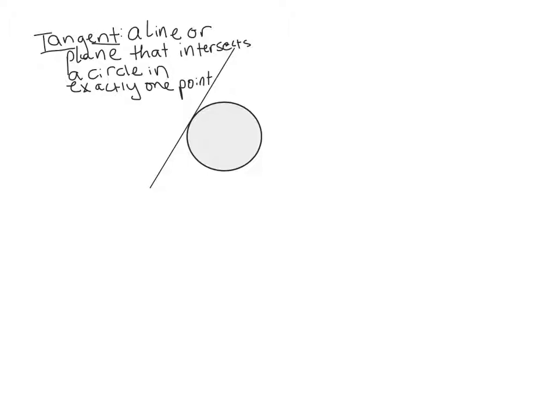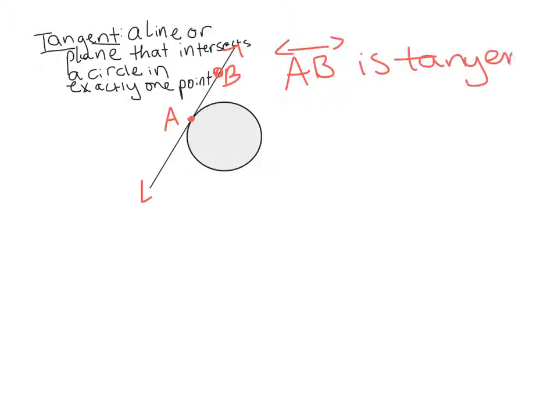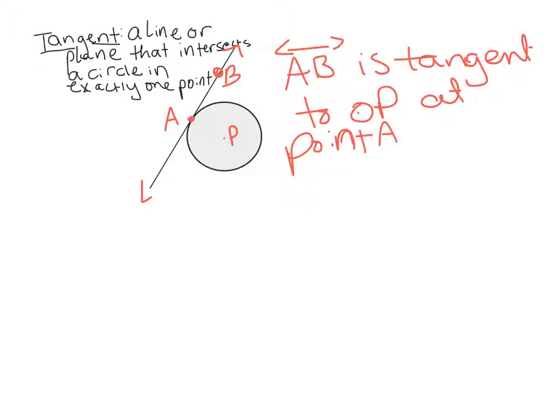So if we look at this sketch here, we assume this is a line, we can say that line AB is tangent to circle P at point A. So we're talking about tangency. It's a line or a plane that's just barely going to intersect, just going to touch it once on the exterior of that circle. It's not going to pass through.